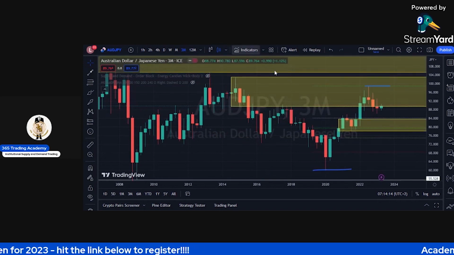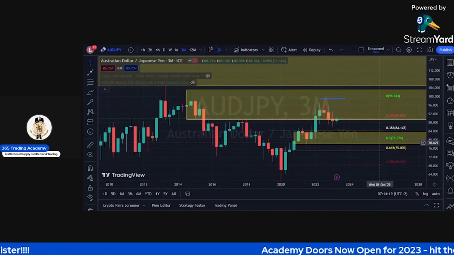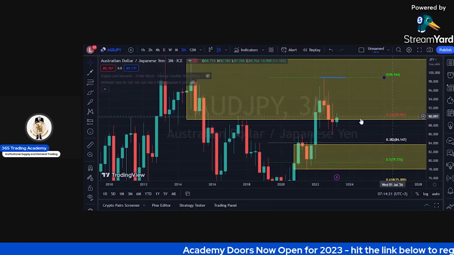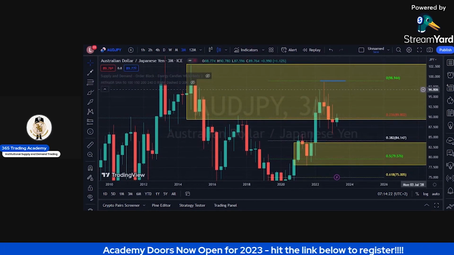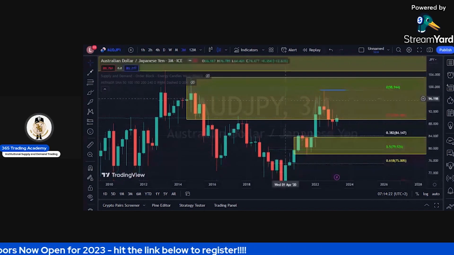So maybe I should get over it and like it, right? I don't like the imbalance, number one. That's the second thing I don't like about this area. Number two, I don't like the fact that price didn't actually break the supply. What price did was it tagged the supply, got the most out of the supply.